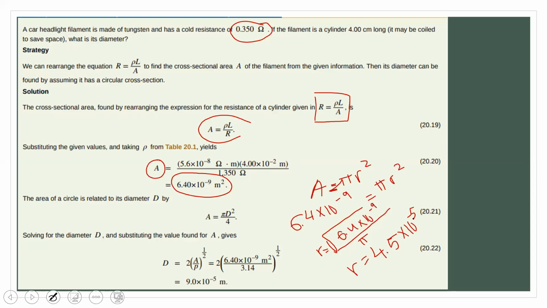This is the radius. I want the diameter. We know that if you multiply the radius by 2, you will get the diameter. So the diameter will be 2 times the radius, which is 9 times 10 to the power negative 5 meter. Is it clear?